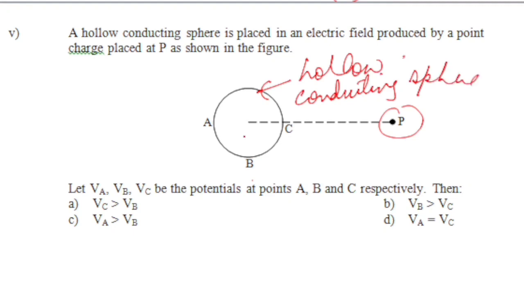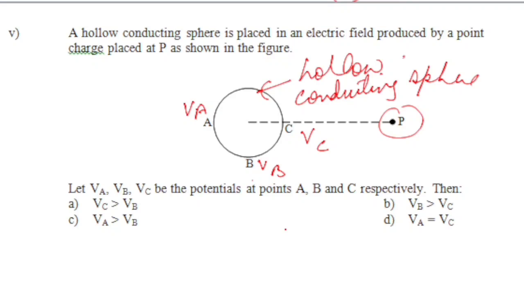Now let VA, VB and VC be the potentials. At point A potential is VA, at point B potential is VB and at point C potential is VC on the sphere. Then what is the relation between these potentials VA, VB and VC? VA is greater than VB, VB is greater than VC, and VA equal to VC. Which option is correct? Try to solve it by pausing the video.